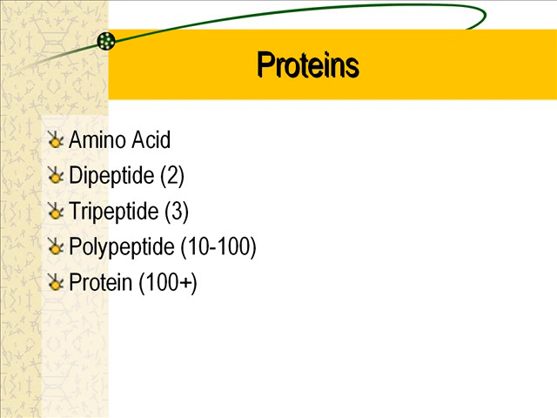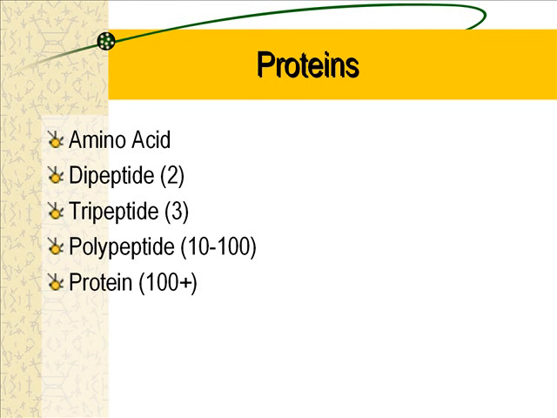The smallest unit or component of a protein is an amino acid. That's a single amino acid unit. Dipeptide, again, let's break that word apart. Di stands for 2. You've got 2 amino acids bound together, and that's what makes a dipeptide. A tripeptide is 3 amino acids bound together.